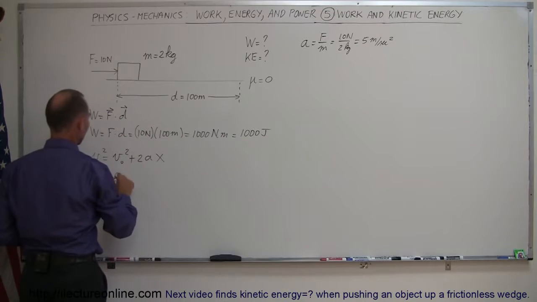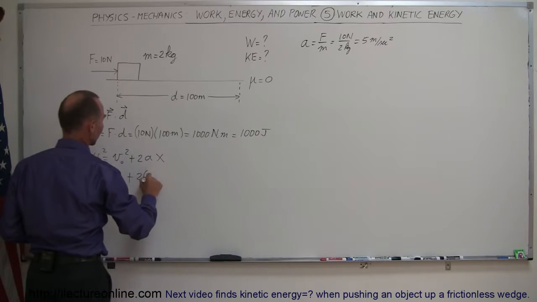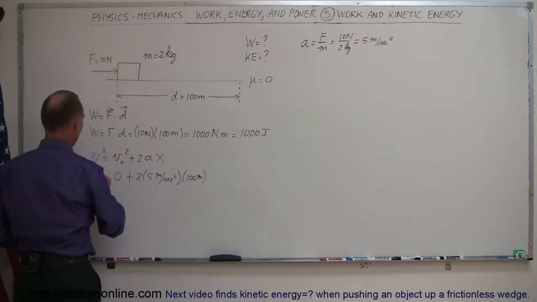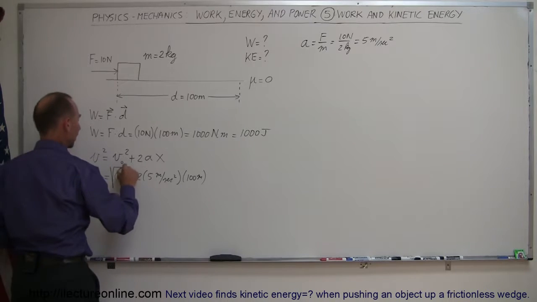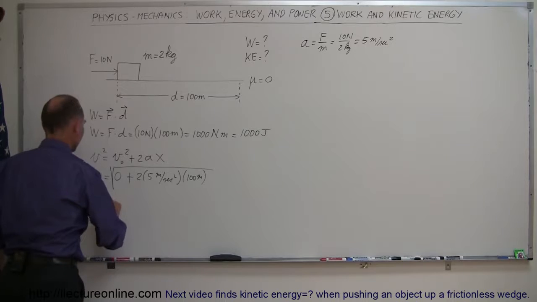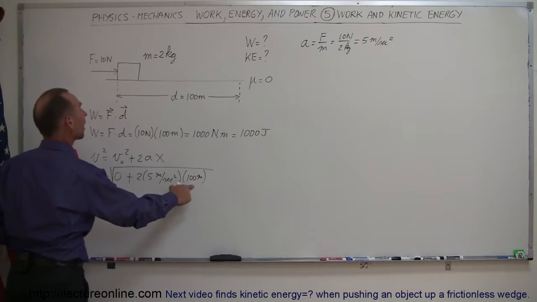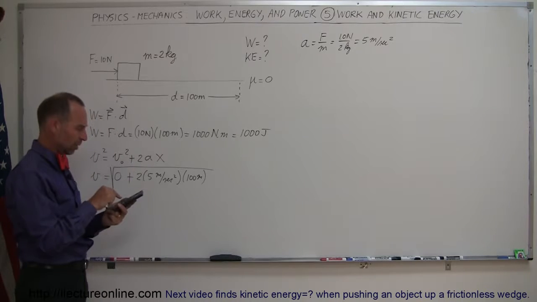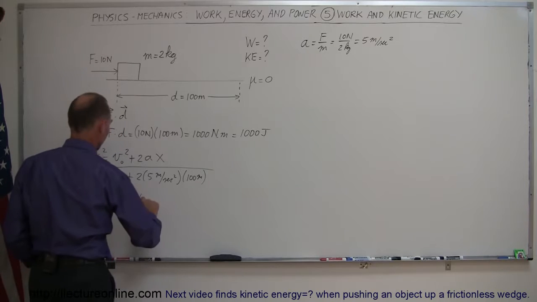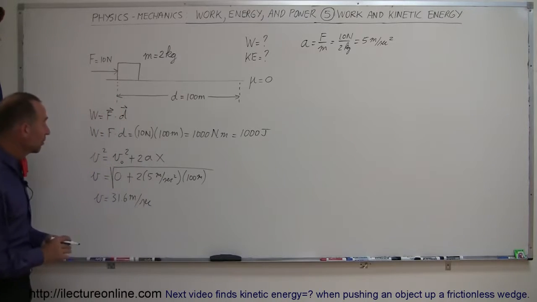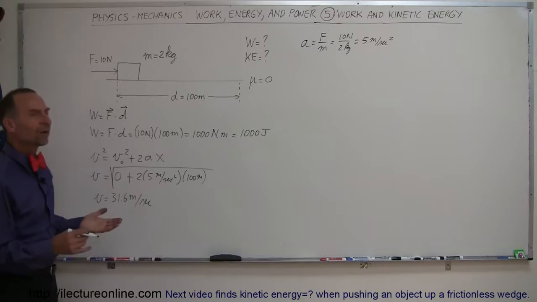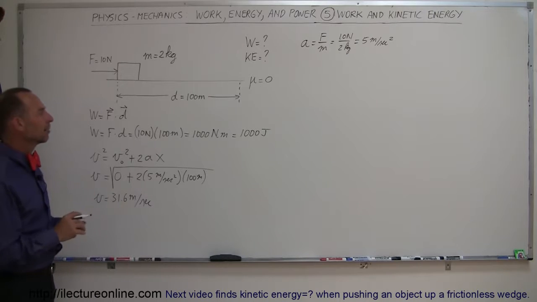The initial velocity would be 0, so this would be plus 2 times 5 meters per second squared times the distance of 100 meters, and that will be equal to v squared. If we take the square root of both sides, we get that the end velocity will be the square root of 2 times 5 times 100, that's 1,000. Let's see, take the square root of 1,000: 31.6 meters per second. So since it's moving at a fairly high velocity after 100 meters, it will have a substantial amount of kinetic energy, which we assume to be 1,000 joules. But let's figure out a way to calculate that straightforwardly with the right equation.